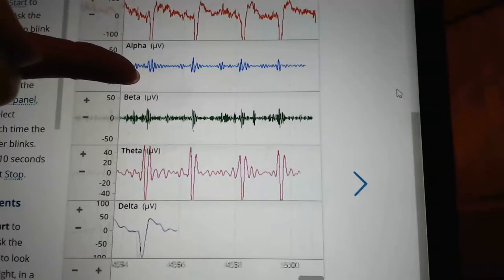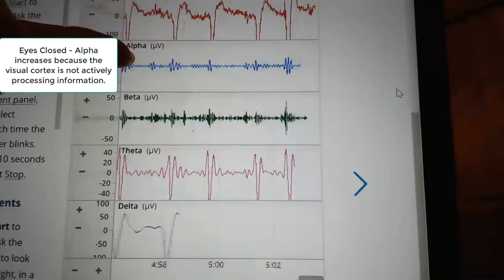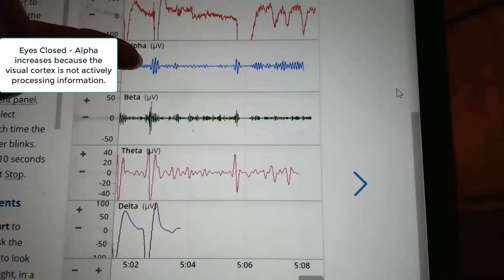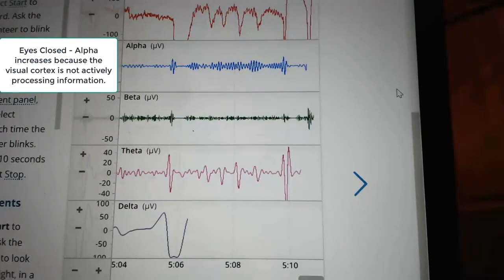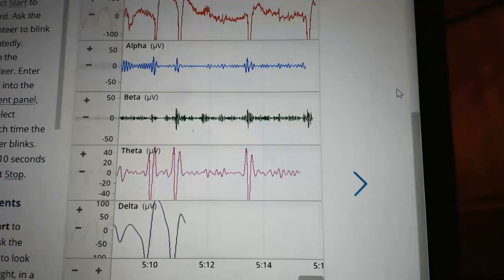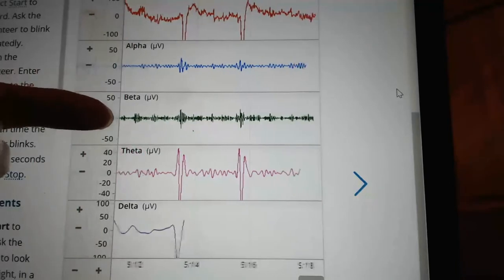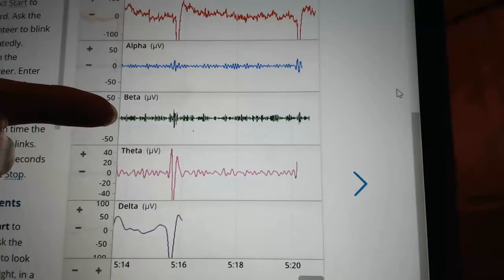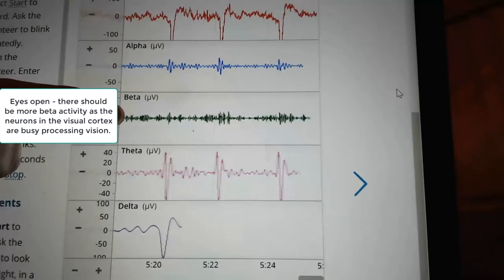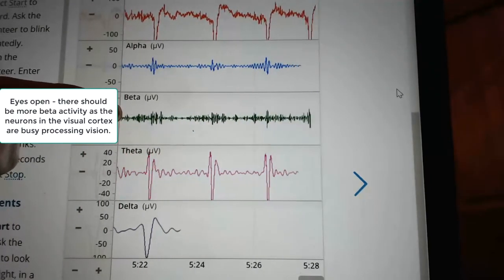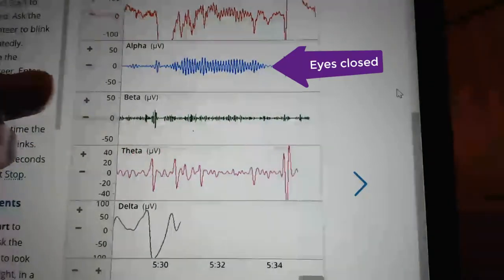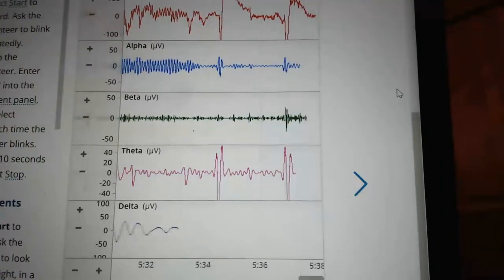Since the electrode's on the visual cortex, if I close my eyes, we might see more alpha activity than when my eyes are open. Beta reflects brain activity when we're awake and alert and processing information. So once again, visual information. If my eyes are open, we should see lots of beta activity, and we might see a decrease in it if I close my eyes. So there we go. And we can definitely see we saw an increase in alpha when I closed my eyes.